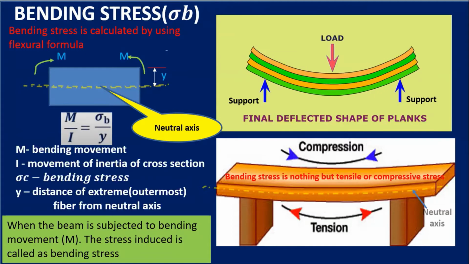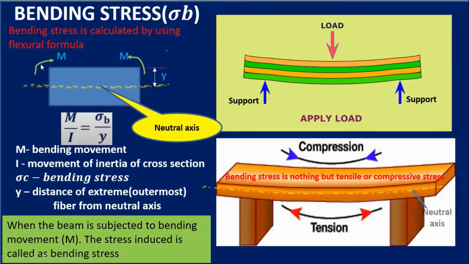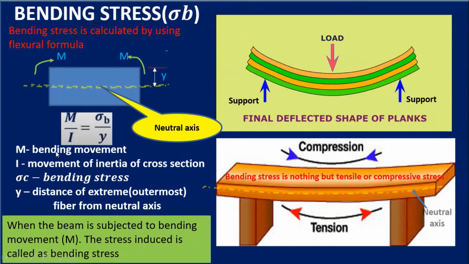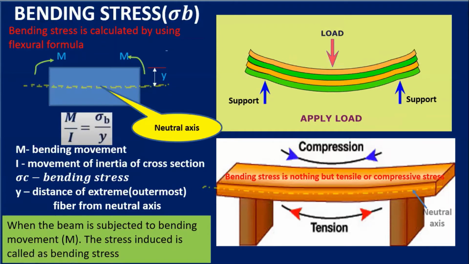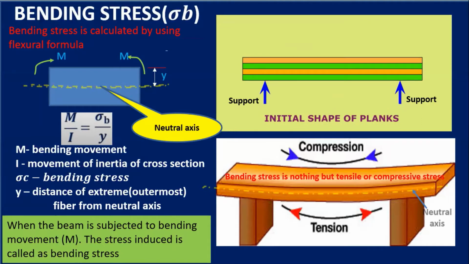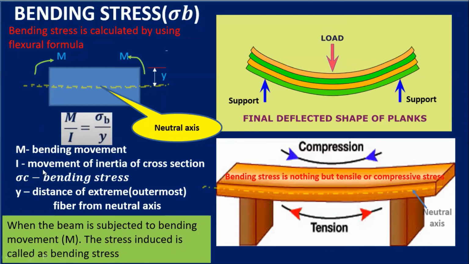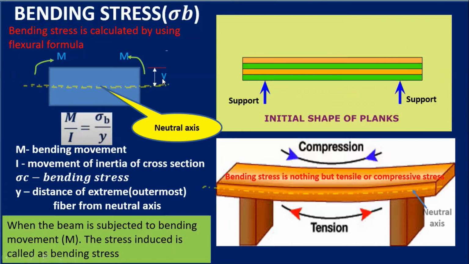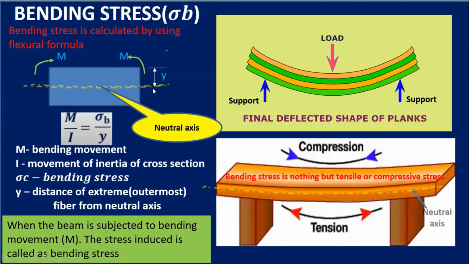Now M is nothing but the bending moment, which we are showing here, and I is the moment of inertia of the cross-sectional area. Here the cross-section will be circular or rectangular, it depends upon that. And sigma b is nothing but the bending stress. And y, which we observe in this diagram, is the distance of the extreme or outermost fiber from the neutral axis.